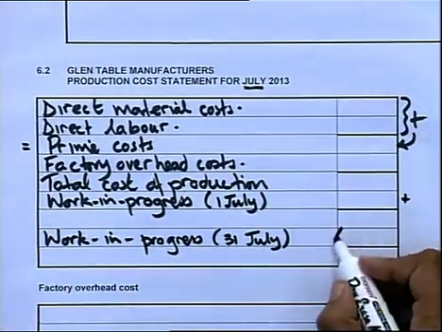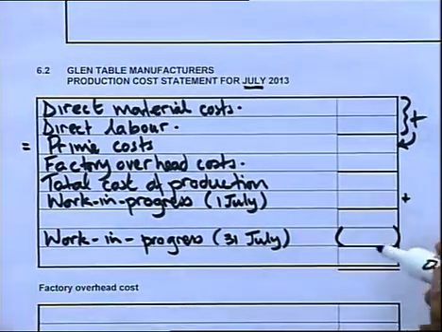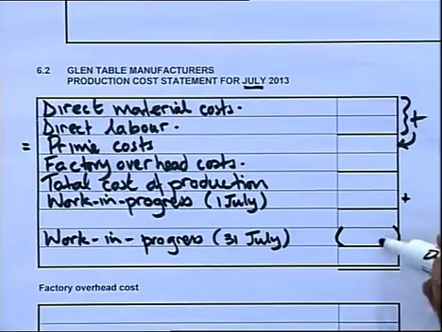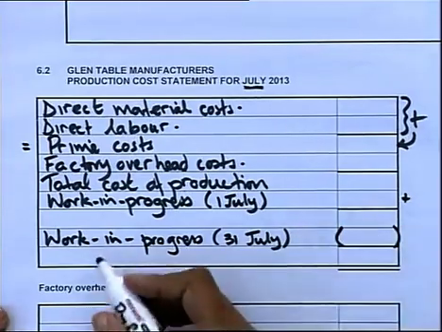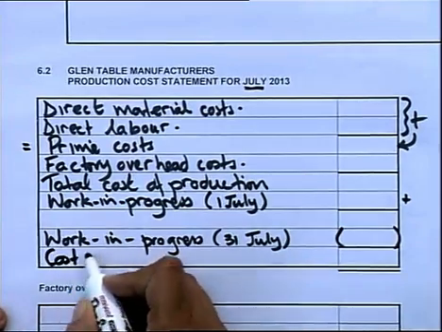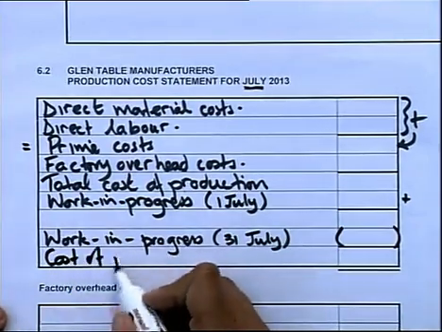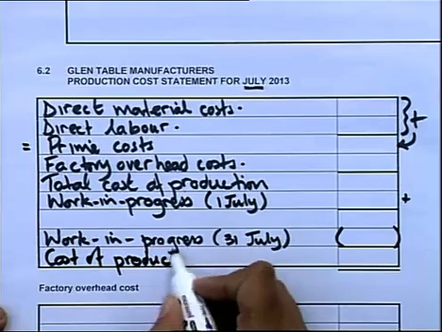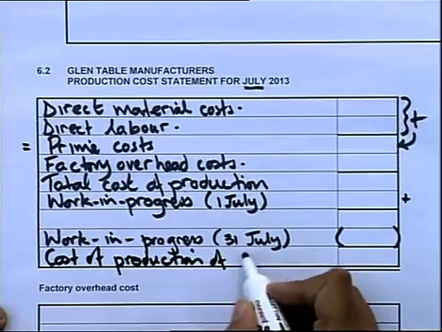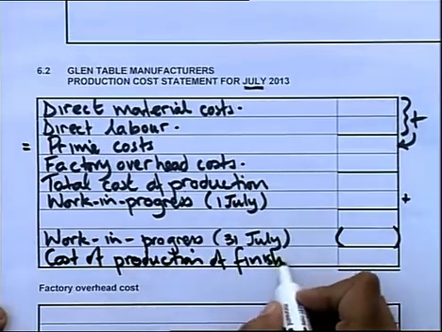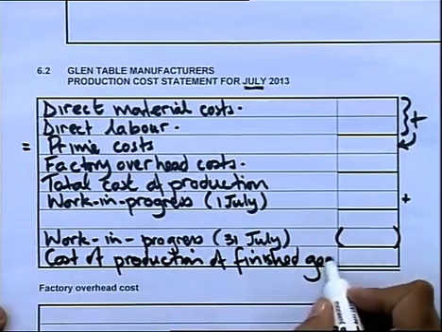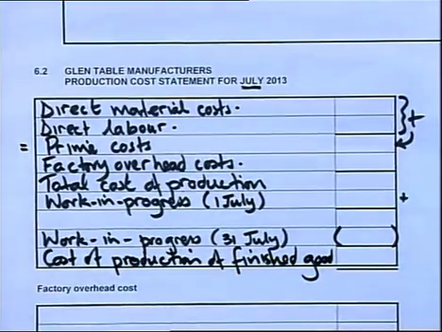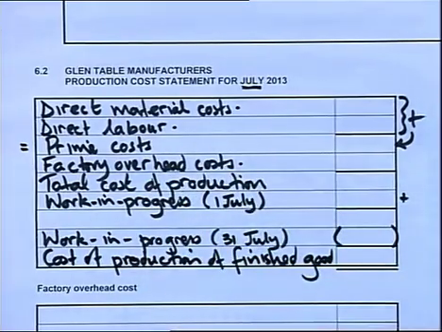Now I take out the work in progress that I didn't finish in July. And that gives me my cost of production of finished goods. This is the stuff that I finished in July. Okay, this is my production cost statement. I'm hoping my handwriting is making a bit of sense there.